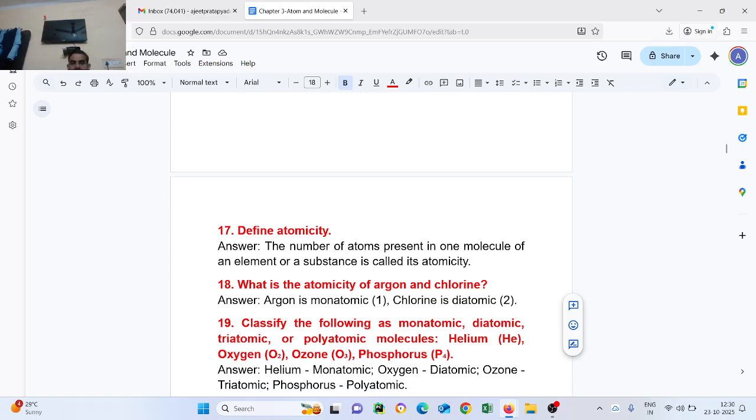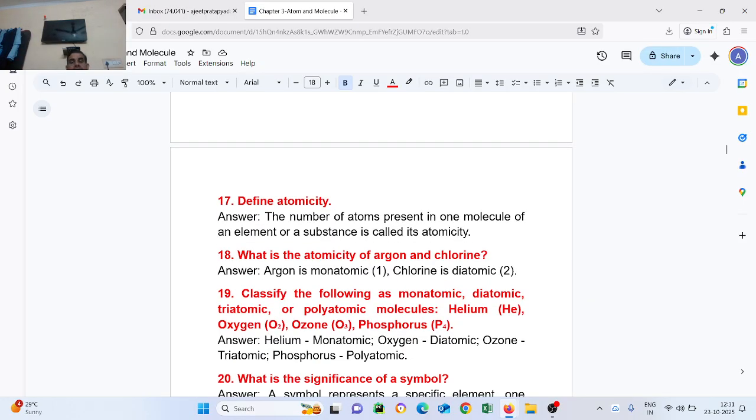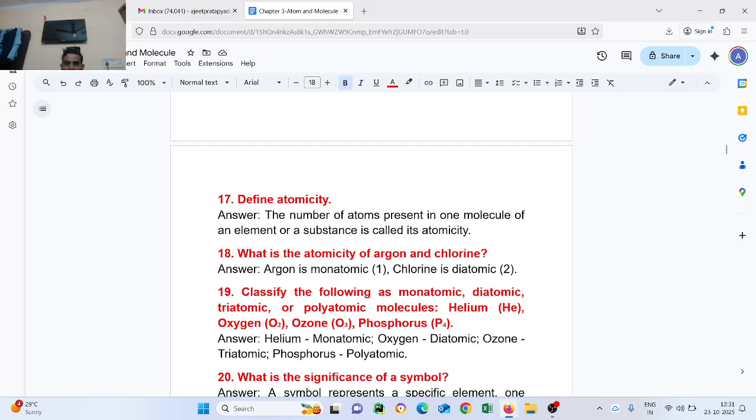Question number 19. Classify the following as monatomic, diatomic, triatomic, or polyatomic molecules: helium, oxygen, ozone, and phosphorus. Helium is monatomic, oxygen is diatomic, ozone is triatomic, phosphorus is polyatomic.